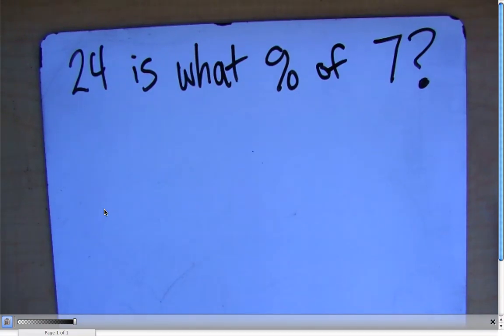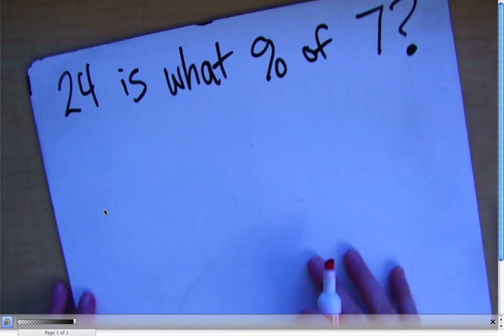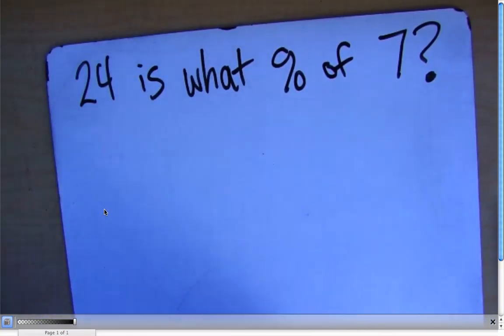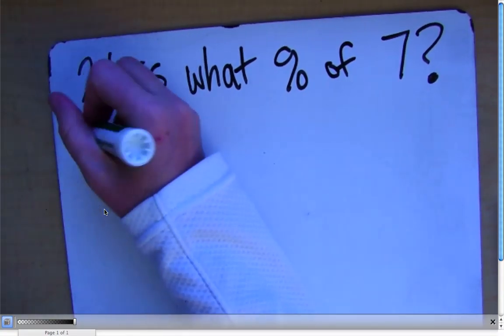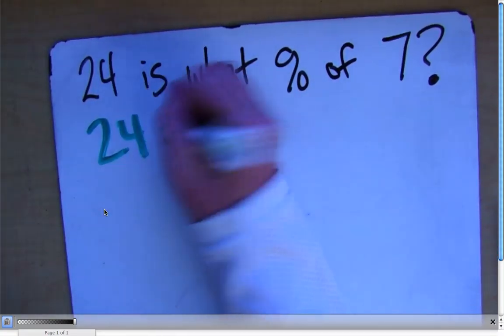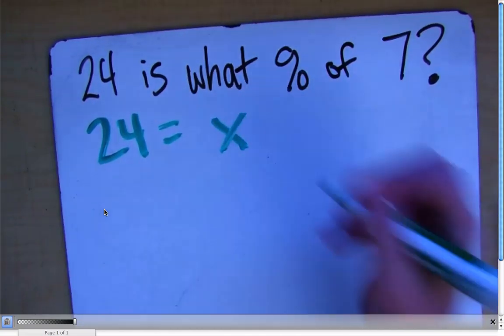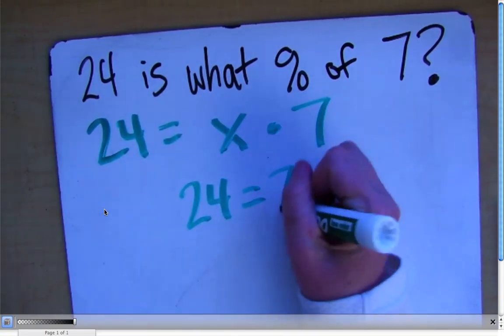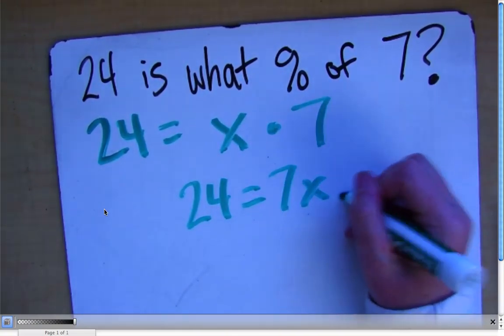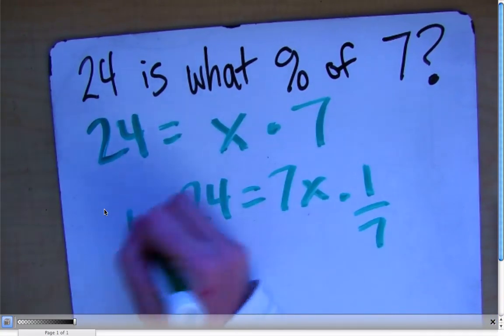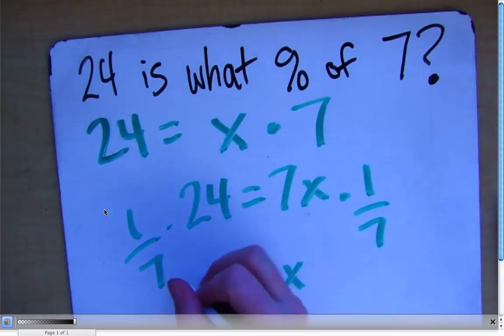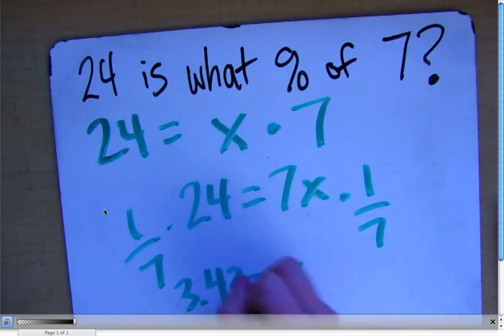Alright, so let's take a look at this. So I'm going to do just the equation method first. So 24 means equal. What percent is my x, of times 7? So I'm going to rewrite that as 24 equals 7x. Okay. Then I need to solve for my x. So I'm going to do the reciprocal. That's not going to come out evenly, so I'm just going to go ahead and divide it. So I get 3.43 if I round it.